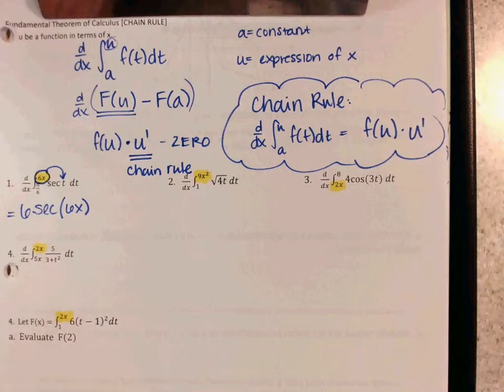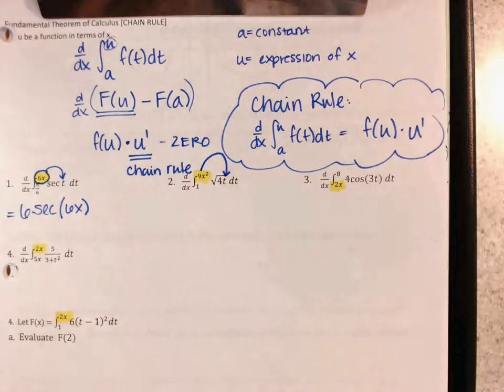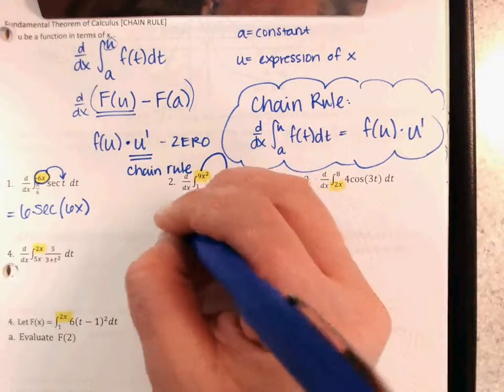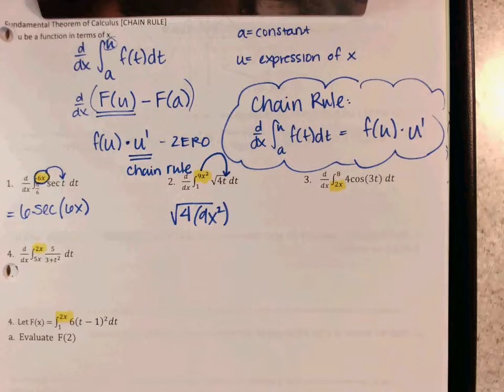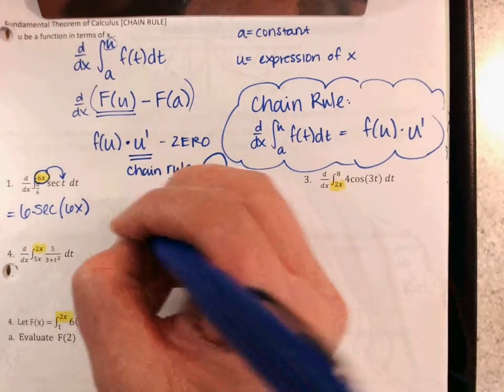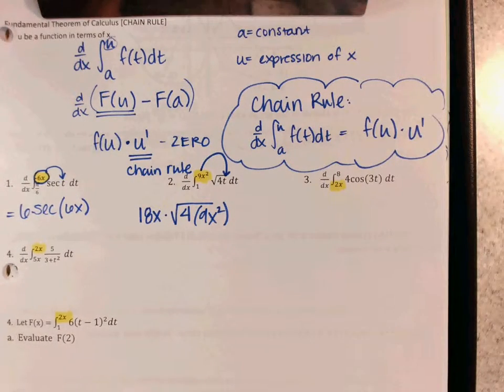Okay, look at number 2 right next to it. I'm going to plug in my 9x squared. So it'd be the square root of 4 times 9x squared. But then I have to multiply by the derivative in the front. What's the derivative of 9x squared? 18x.